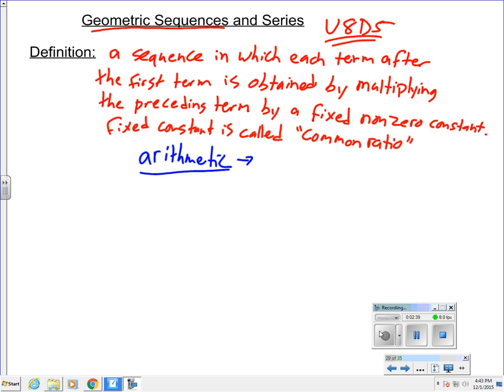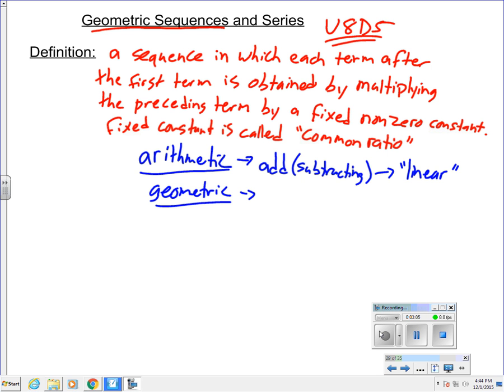Arithmetic sequence, we're adding, or subtracting if the common difference is negative. So if it's changing by a constant amount every time, that means it behaves sort of like a linear function. Geometric sequence, we're multiplying, or we're dividing if it's a fraction, by that common ratio every time. So we multiply by the same number every time. That means it's going to behave similar to an exponential function.